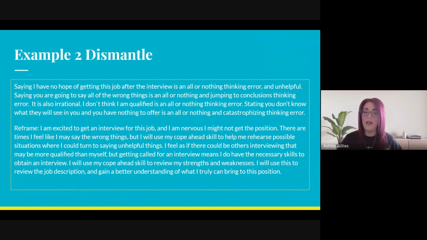I will use my cope ahead skill to review my strengths and weaknesses. I will use this to review the job description and gain a better understanding of what I can truly bring to the position.